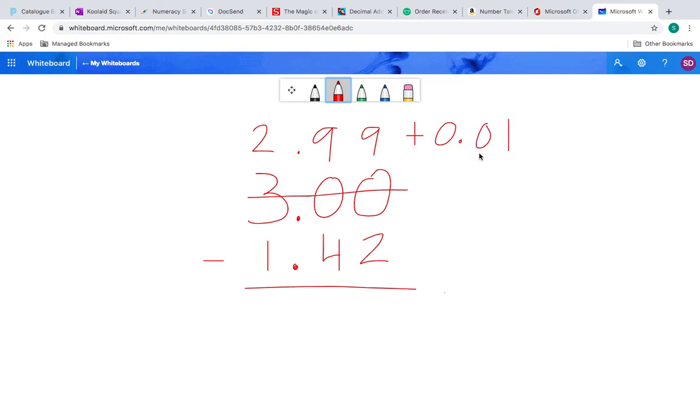So that looks like this, plus 0.01. We just make sure that the 1 matches the same spot in the decimal here. So we have 2 after the decimal point, and we have 2 after the decimal point here. So that's one way to check. All right, let's proceed with our subtraction.